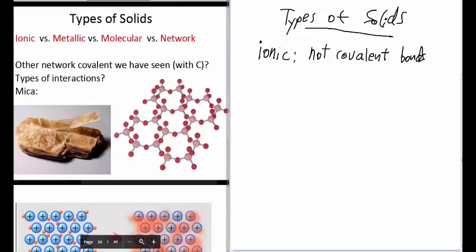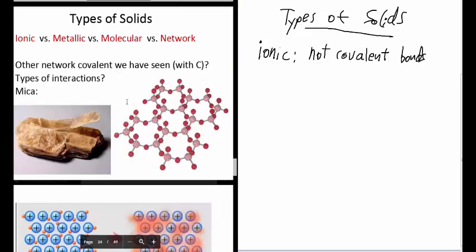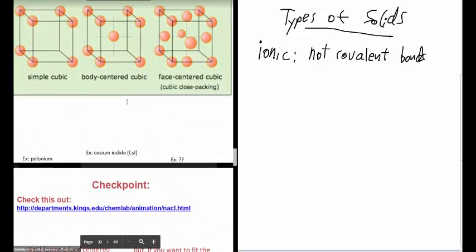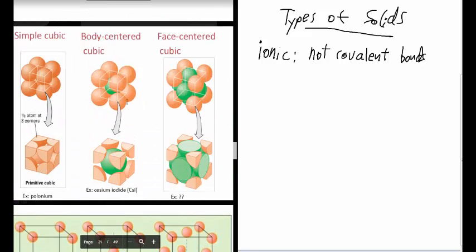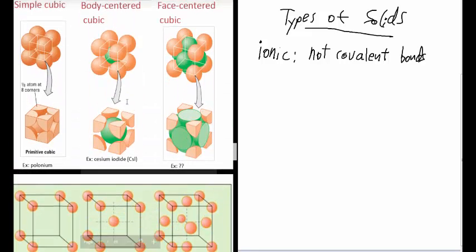Let's look at these types of solids. A lot of this will be review, but it might be good. So, ionic solids. This is where ions are attracted to each other non-covalently, and they form a crystal lattice. And the types of crystals we've seen are defined by the types of cubic cells they make, or in some cases hexagonal cells.